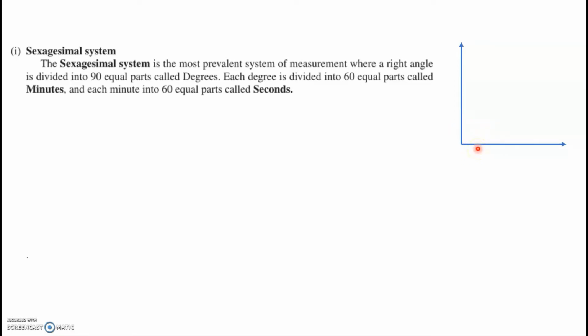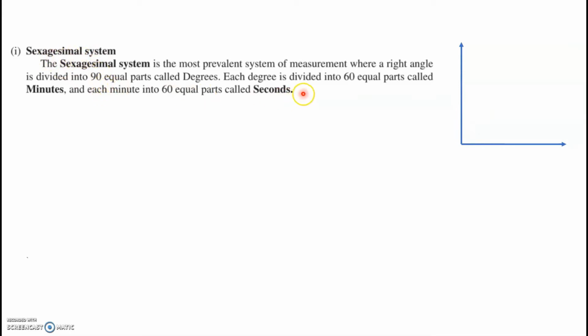Did you know, to measure this right angle, we have a system called the sexagesimal system, where this right angle is divided into 90 equal parts called degrees. I'm sure now you're getting familiar. This is 90 degrees. Yes, so we got this 90 degrees from the sexagesimal system.